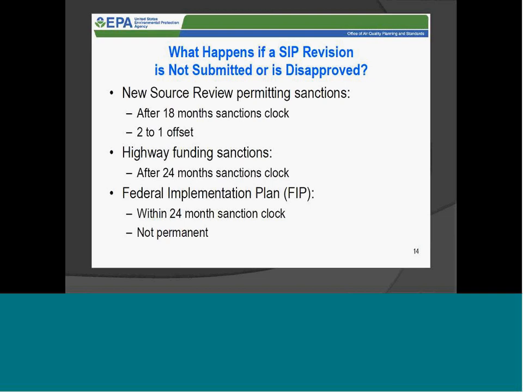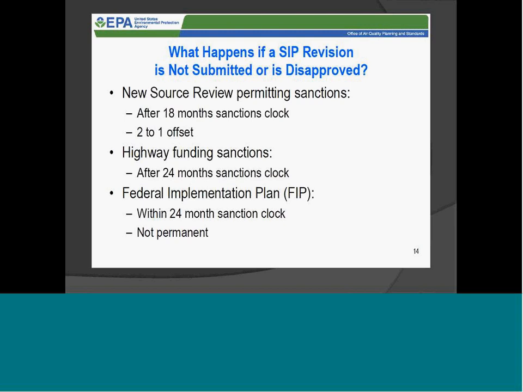So this was kind of a popular question. What happens if a SIP revision is not submitted or is disapproved? And this can be for anything within the PM 2.5 implementation rule that gets missed. So any timelines, any deadlines, or if something is not approved by the federal government. So if the state of Alaska submitted something that just wasn't approvable, these consequences can happen.